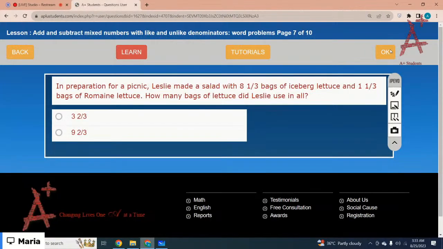In preparation for a picnic, Leslie made a salad with 8 whole 1 by 3 bags of iceberg lettuce and 1 whole 1 by 3 bags of romaine lettuce. How many bags of lettuce did Leslie use in all? You have to add, right? So just add their whole parts. 8 plus 1 is 9 and their fractional part 1 by 3 plus 1 by 3 makes 2 by 3, so it would be 9 whole 2 over 3. The correct option is the second one, 9 whole 2 over 3.